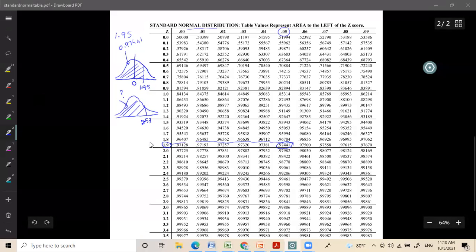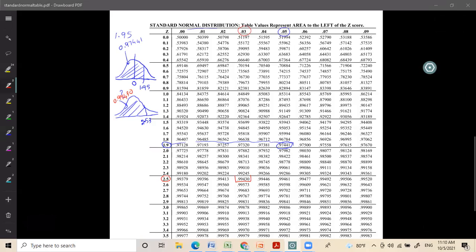Okay, so I got some answers. Let's see. 2.5 is here. Next decimal point 3 is here. So where they cross, here's the answer. So this probability is 0.99430. Okay. Right. So you know how to read it. Now what is this probability then? The right tail. How do you find this right tail? You do 1 minus 0.99430.